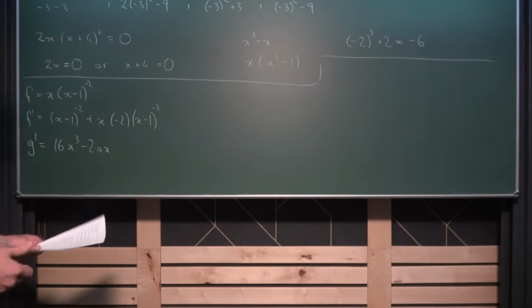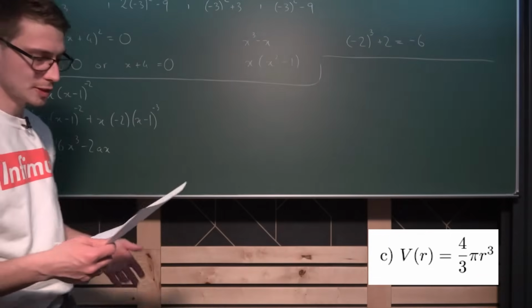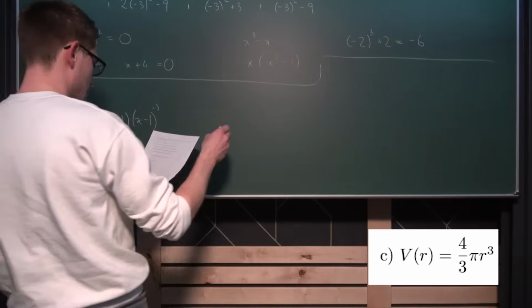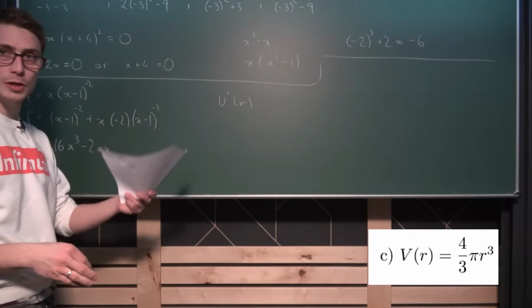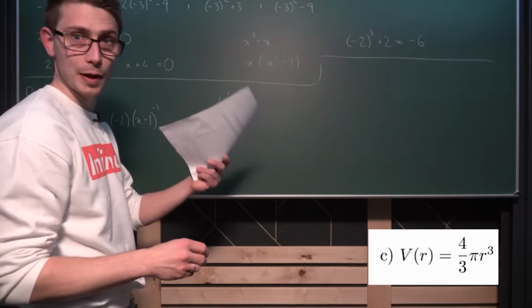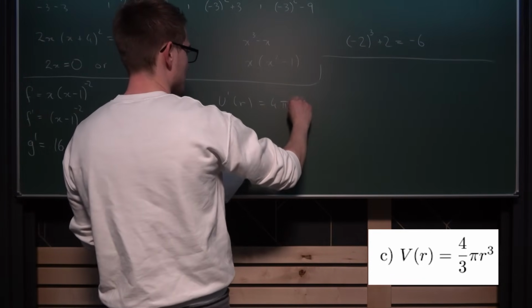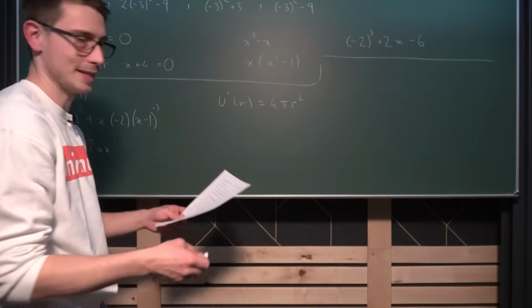Okay, next up, we got the volume formula for our good old sphere. And, well, if we were to differentiate this with respect to r, V prime of r, we are going to drag the 3 to the front. 4 divided by 3 times 3 is going to give us 4 times pi times r squared. And that's it. It's that easy.